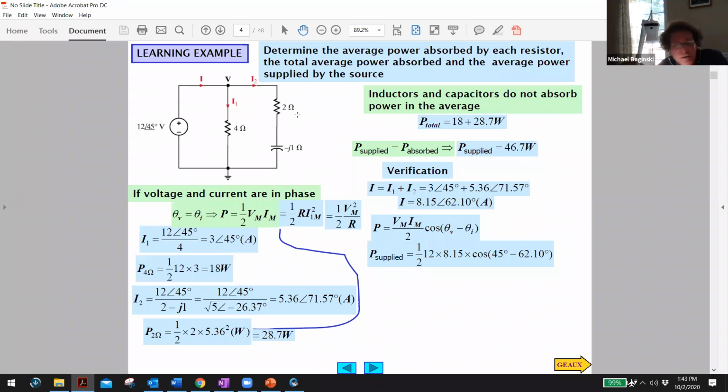Here, if I ask power there, it's not a problem. You got voltage. If I want power here, you can get it even quicker. I got the magnitude of the voltage, 12. So it's just 1/2 times V squared, or 12 squared, divided by R, 4.